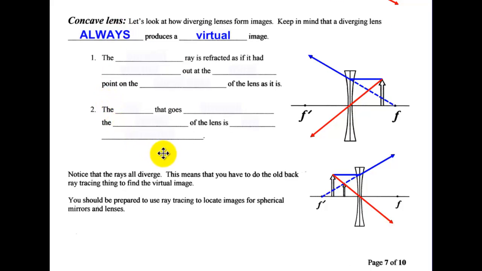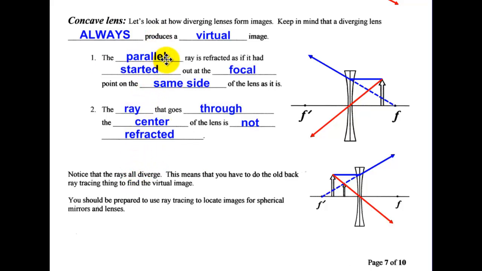Okay, so to a concave lens. It's always going to form a virtual image, and so the two rules that we're going to follow are here. Oh, there we go. We got all of them at once. The parallel ray is refracted as if it had started out at the focal point on the same side of the lens. So what you're doing is you're having it come in parallel to the axis just like before, but now it's going to refract and move away from this focal point. So when it shoots out this way, you know how to make that ray by back ray tracing through the focal point on the same side as the lens.